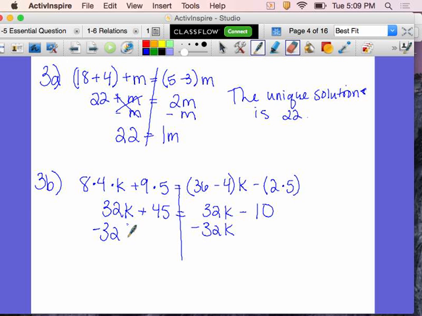So I'm just going to subtract 32k from both sides. That's 0k, so that's nothing left. There are no k's. And what I get over here is negative 10. This is a false statement, so that means there are no solutions possible. So no solution.